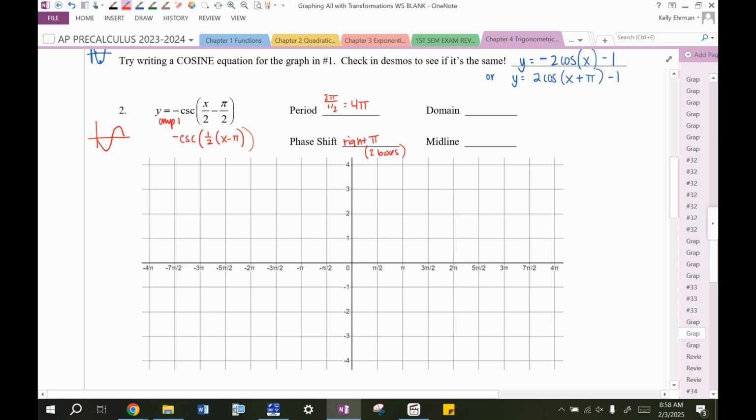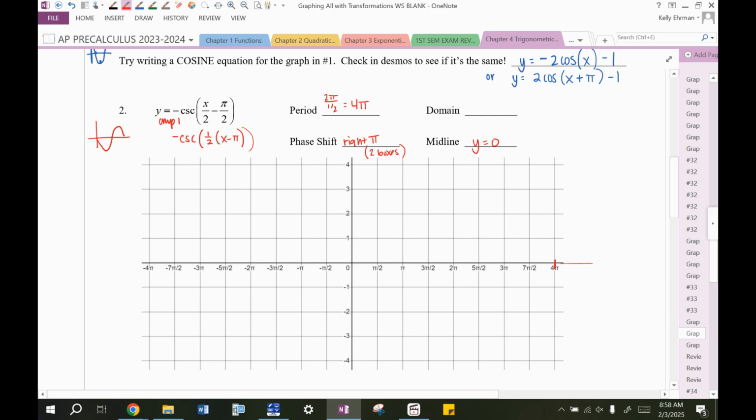And then domain and range, domain and midline, I want to get the domain after we do our problem. y equals 0 for the midline. There's no vertical shift. All right, so first divvy up the period. So put a mark at 4 pi. And then everything's going to shift to the right pi units.